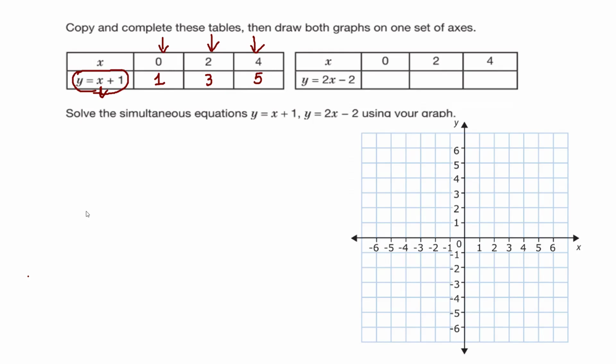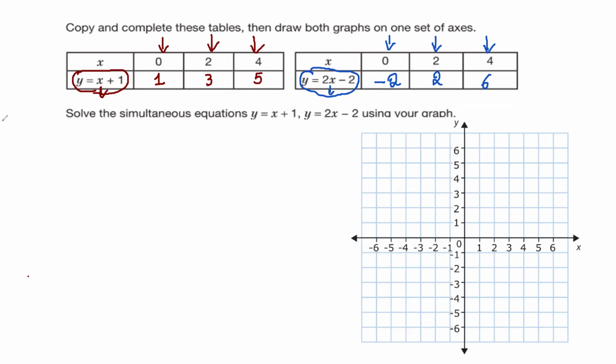Then let's continue the second table as well, but with a different equation. I will substitute in a different equation. Still, I have the x values here, and I will substitute by these values in the equation to get the y values. If you substitute by 0, 2 multiplied by 0 is 0, minus 2, that will be negative 2. The second x value, if you substitute x by 2, 2 multiplied by 2 equals 4, minus 2 is 2. Third x value is 4. 4 multiplied by 2, 8. 8 minus 2 is 6.